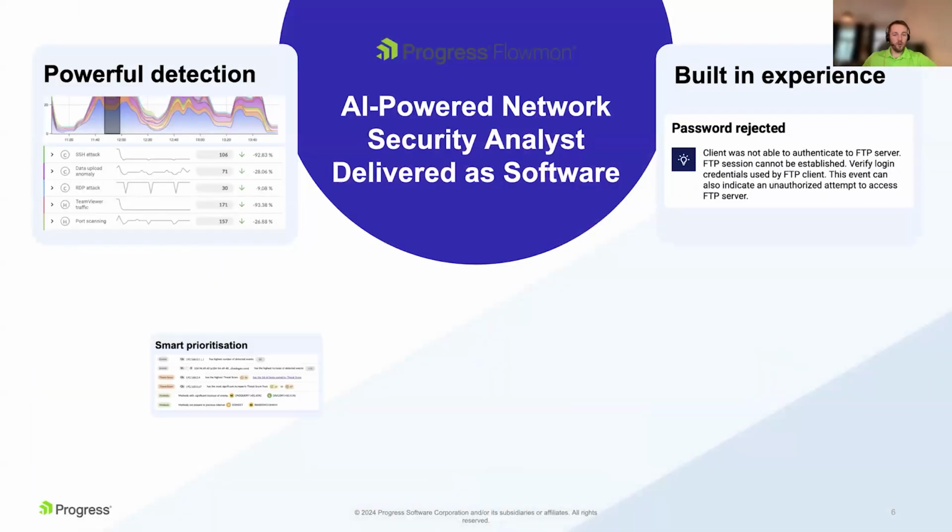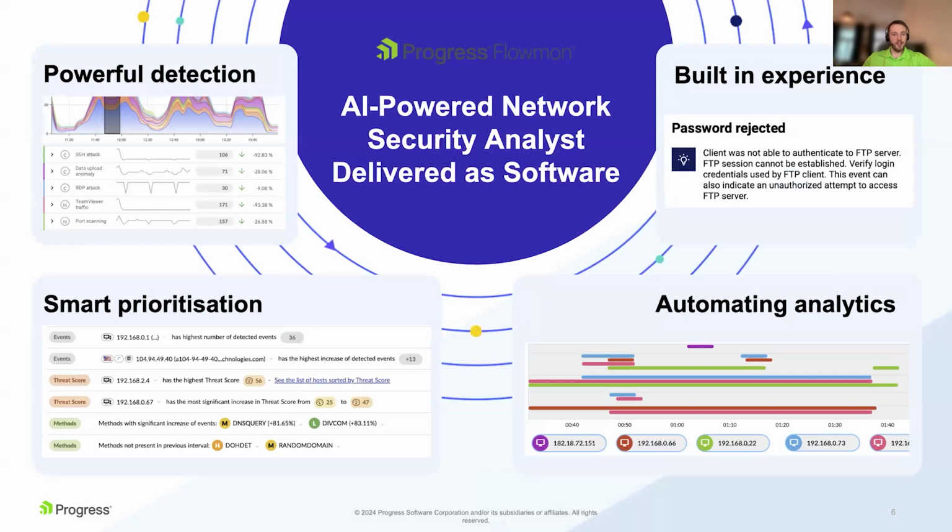So Flowmon, simply put, you can imagine as an AI-powered network security analyst that we deliver to you as software, which is monitoring your network communications 24/7 in real time and is capable of spotting those early anomalies because we apply a number of different approaches from machine learning, AI, behavior analytics, complemented with signature-based detection and threat intelligence to spot those early indicators of compromise.